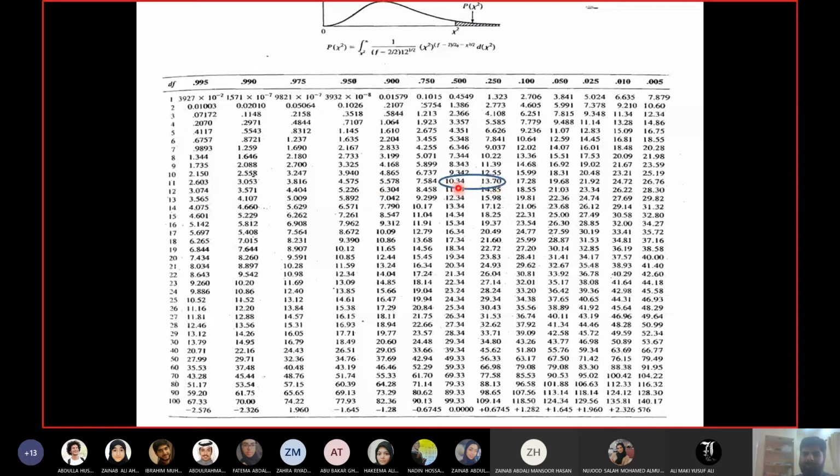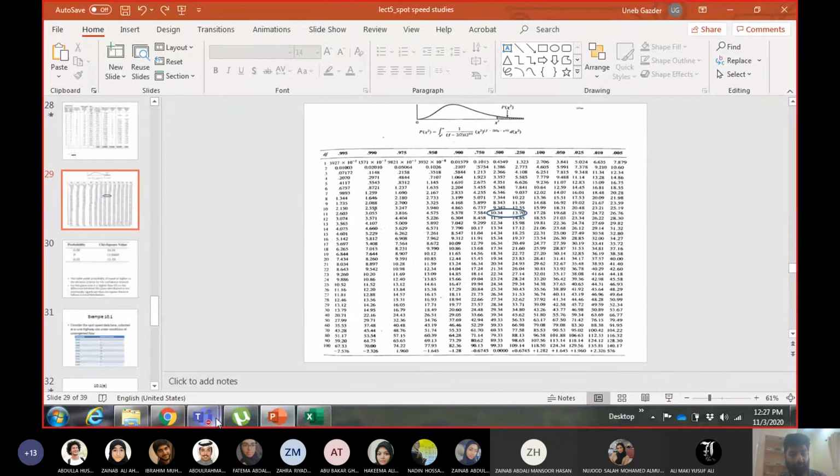What is the probability at 10.34? 0.5. What is the probability at 13.7? 0.25. So in order to find out the probability at 11.6669, I have to do interpolation. We did interpolation in the highway course as well for earthworks. Before that, you must have done interpolation in other courses as well. For surveying, I know for sure, but I do not trust you.